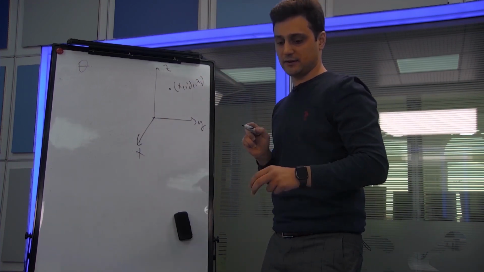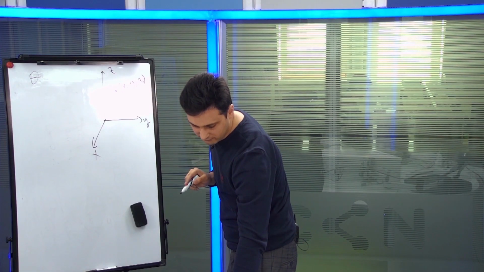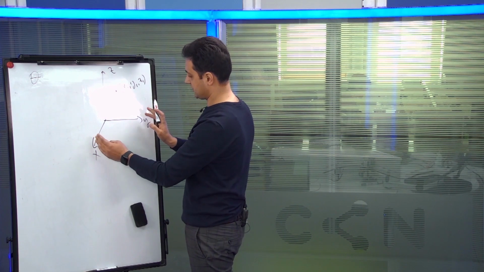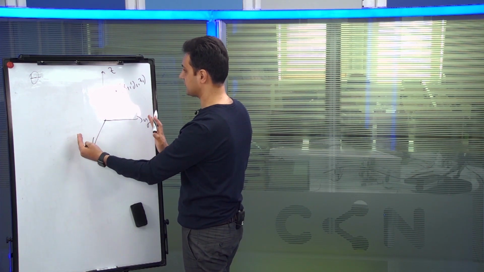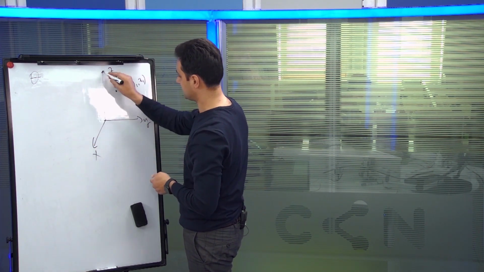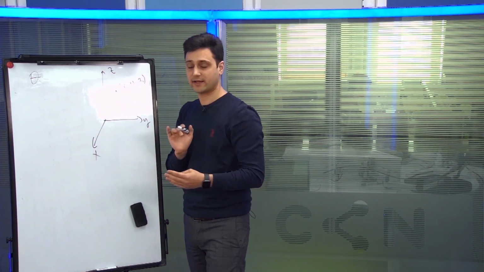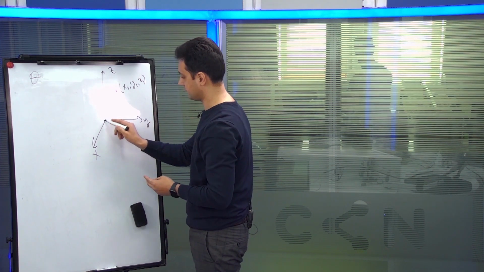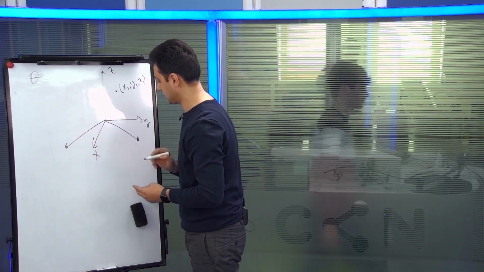Next case, we have the rotation matrix. Why do we need a rotation matrix? If we convert x and y by the angle theta, it means that we have a new coordinate system.